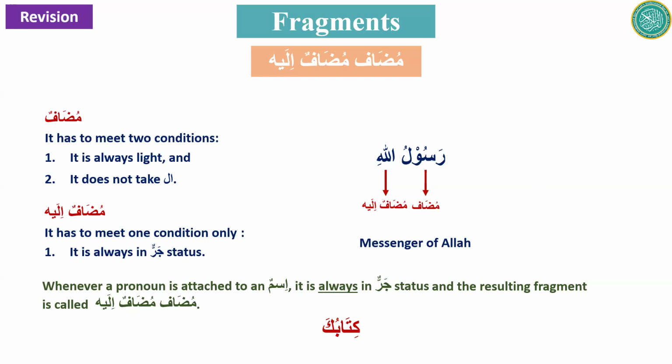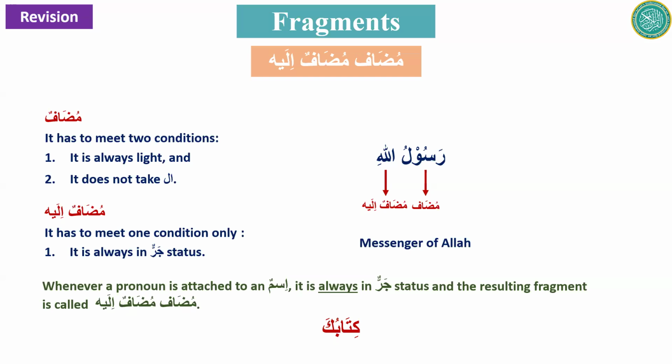When a pronoun is attached to an ism, it has to be jar. We don't even look at the haraka it has. It may have dhamma, it may have kasra, it may have fatha. We don't care anymore. As soon as we see a pronoun attached to an ism, it has to be in jar status, irrespective of what haraka is on it. So when I say kitabuhu, don't be deceived by the dhamma on hu. We don't even look at dhamma. We just say it is in jar status. Simple as that. All right? Thank you, Anusha.